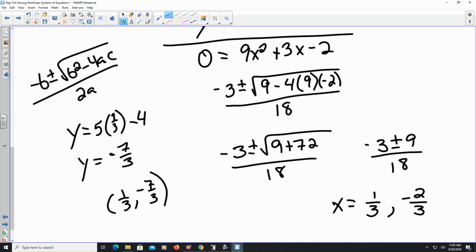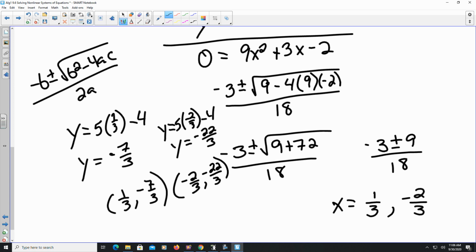And if I go y equals 5 times negative 2/3 minus 4, so I have 5 times negative 2/3, and I subtract that by 4, I am going to get an answer of negative 22/3. So my other solution is going to be negative 2/3 comma negative 22/3.